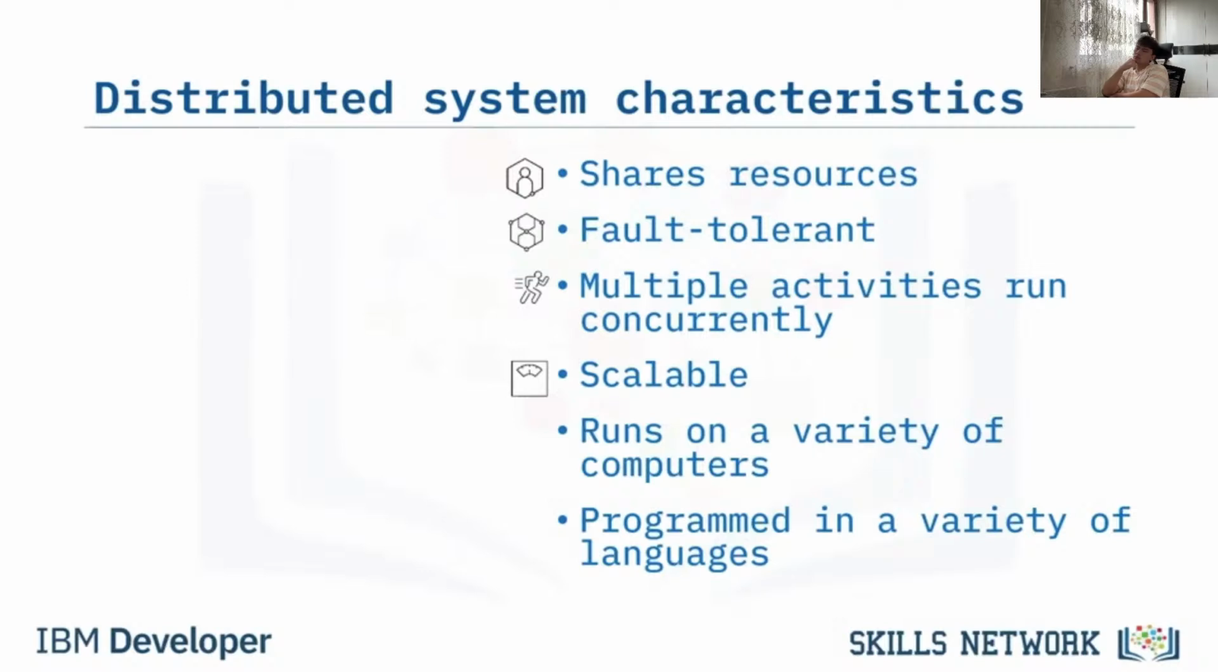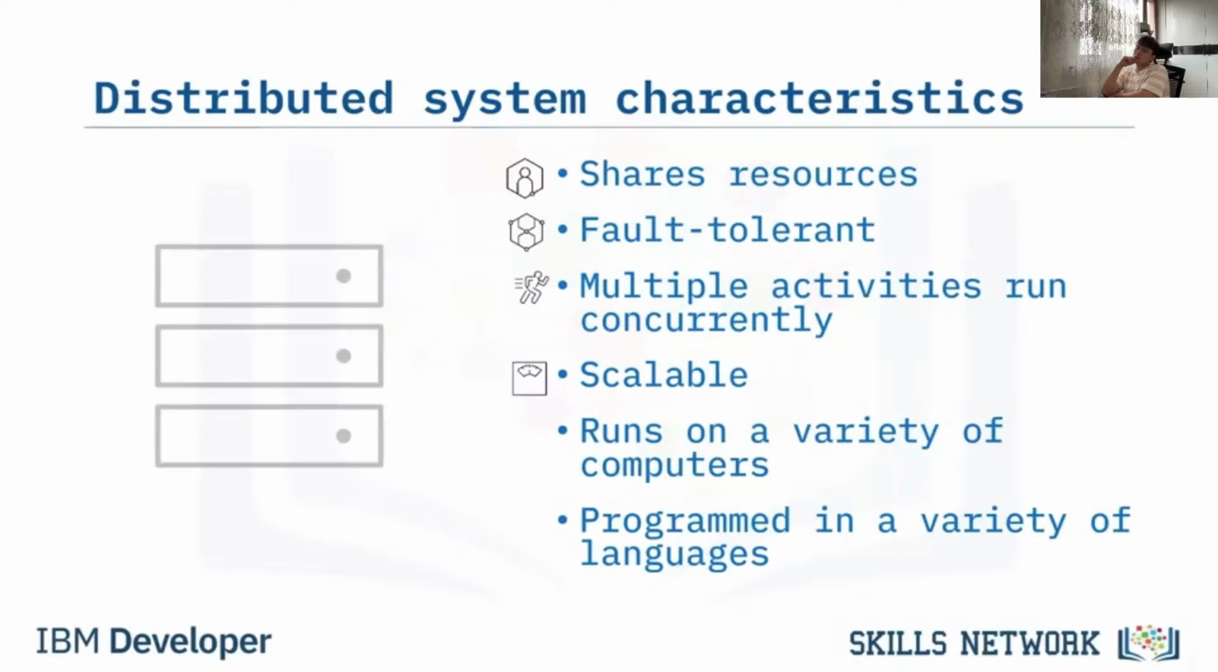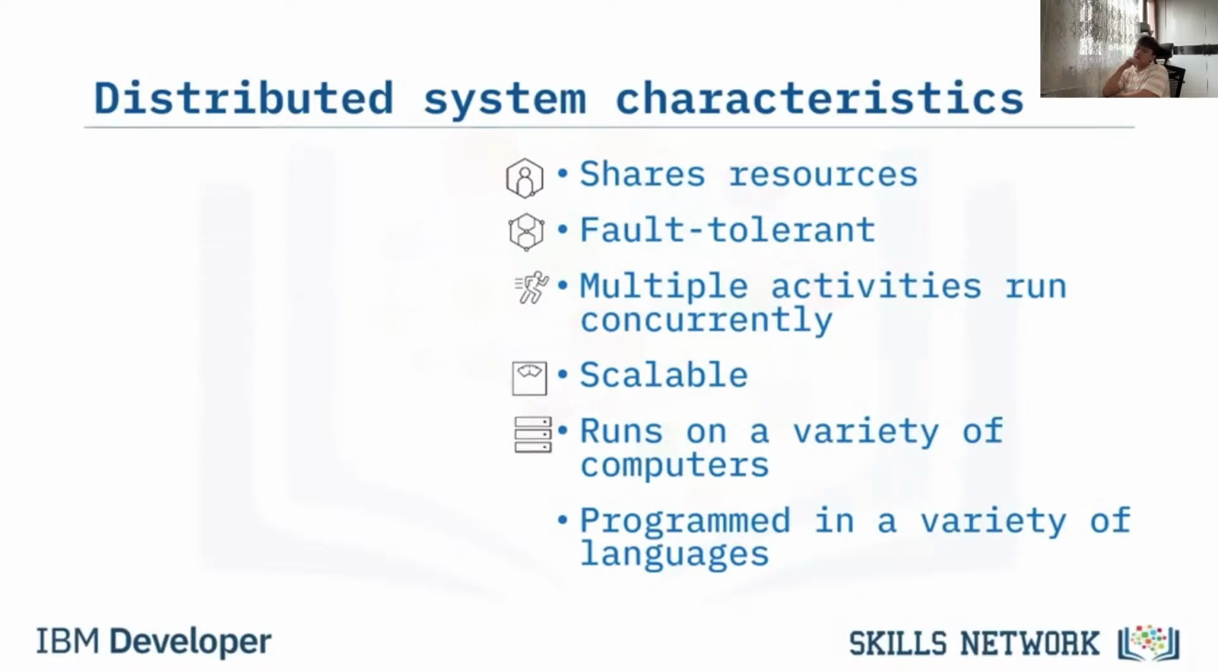Another property of distributed systems is that they are scalable as the number of users increases. The computers running the distributed system do not need to use the same kind of hardware or operating systems, and a distributed system may be made up of different kinds of computers and programming languages.